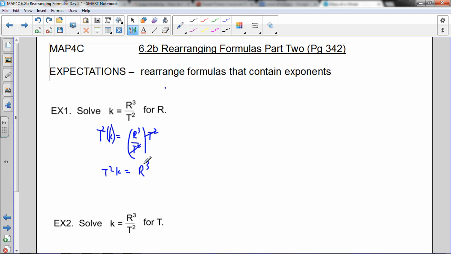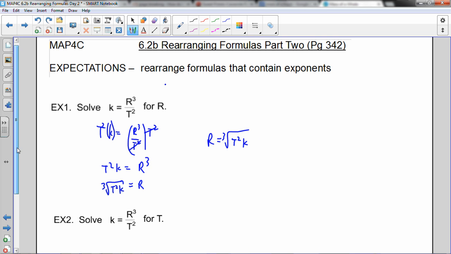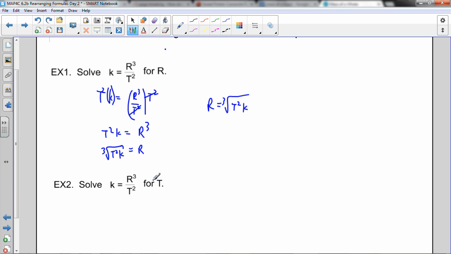Well, now how do I get the r alone? What's the opposite operation of cubing something? Well, it's cube root, right? Cube root. Opposite of cube is cube root, and there's the formula. And this is actually another physics formula, believe it or not. It seems like all of our formulas here are from physics. This is from Kepler. Kepler came up with this formula. I think that's why it's K.